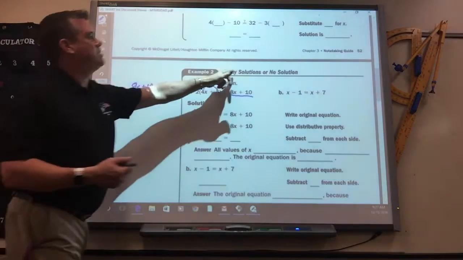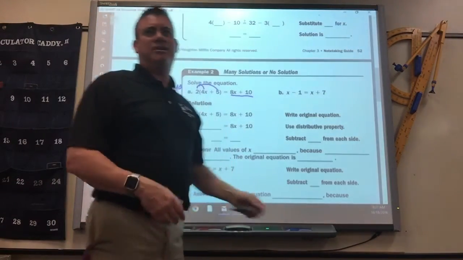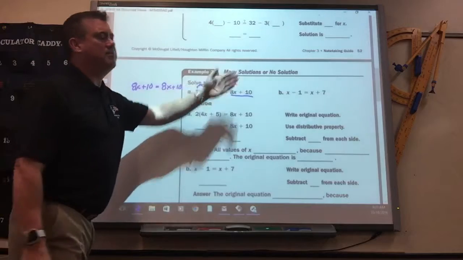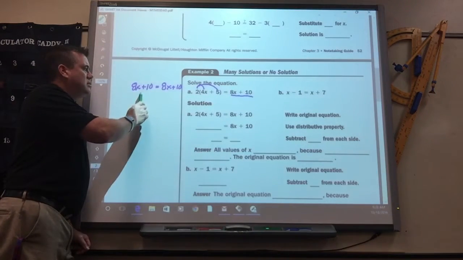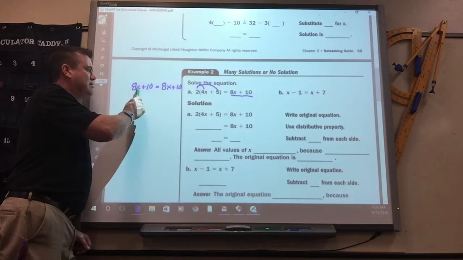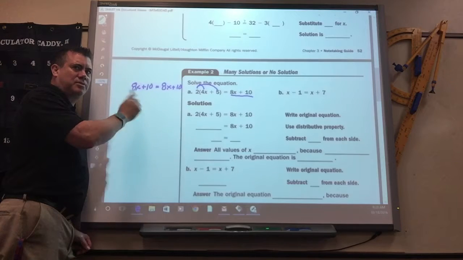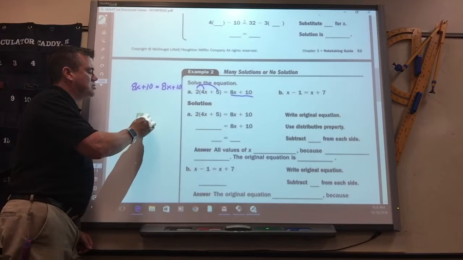Many solutions. The reason why it's many, it's actually called infinitely many, but we can just put many. Because no matter what I put in for x, it's going to be equal on each side. 8 times 2 plus 10 is the same as 8 times 2 plus 10. 8 times 5 plus 10 is the same as 8 times 5 plus 10. So anytime that happens, you get many solutions.